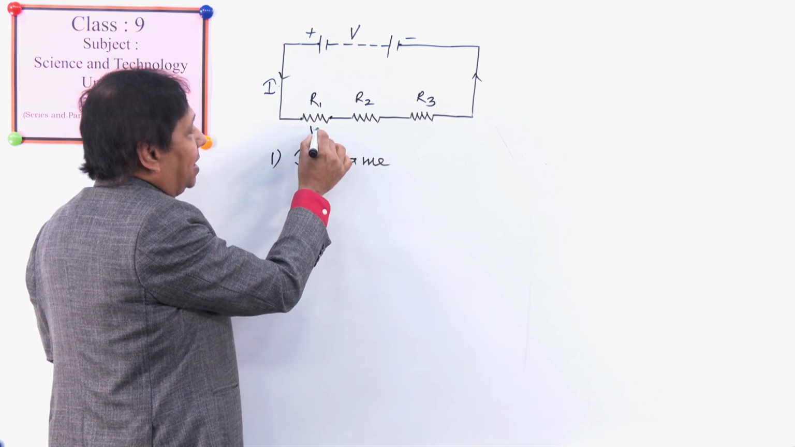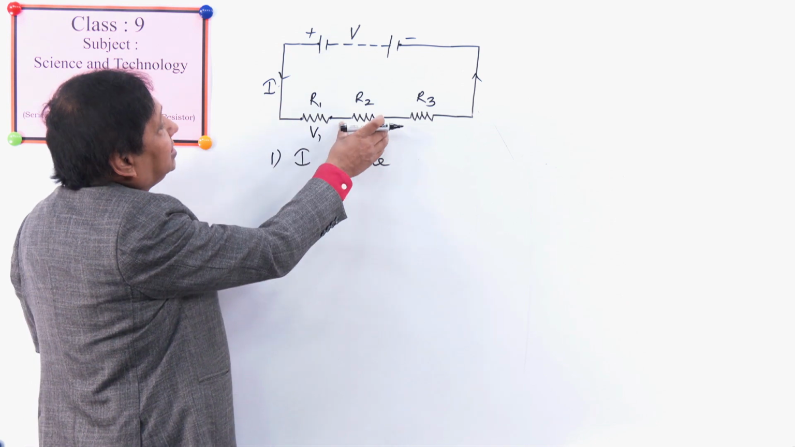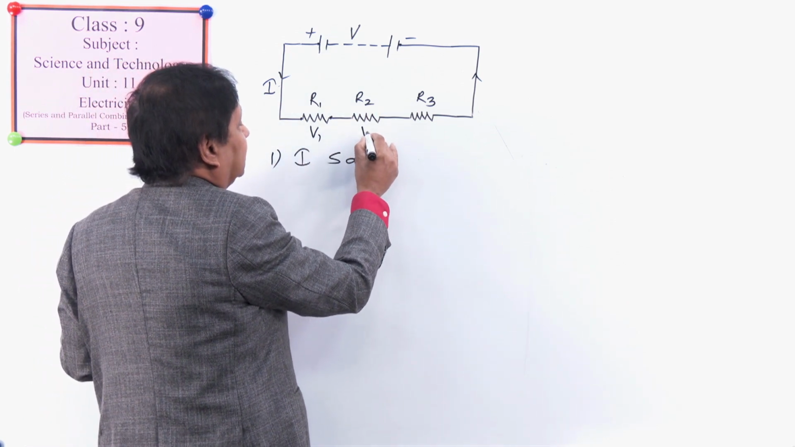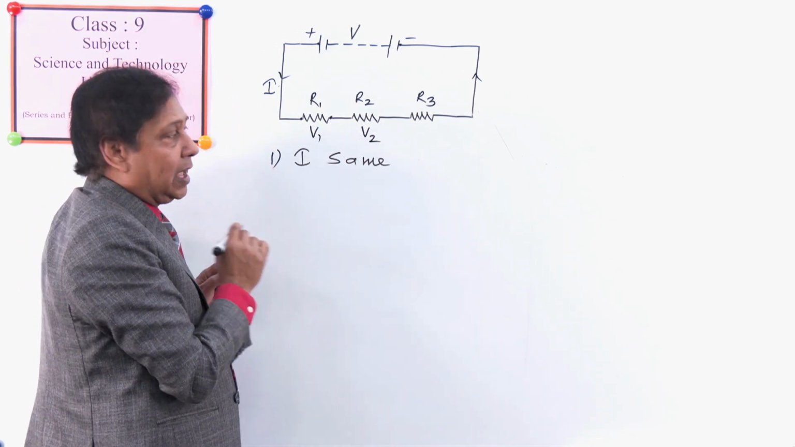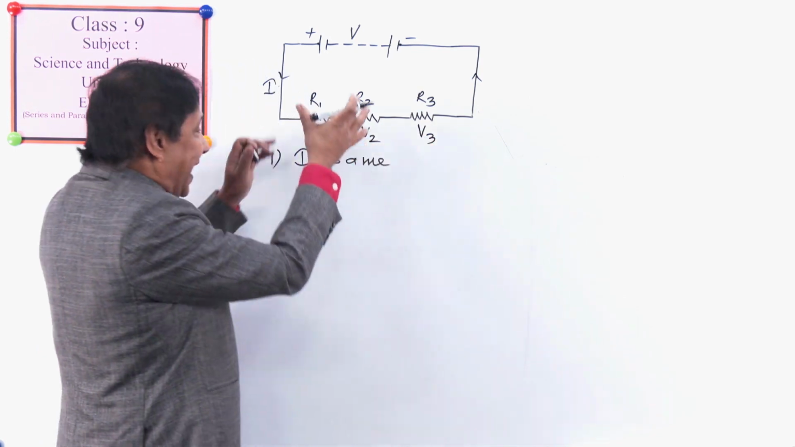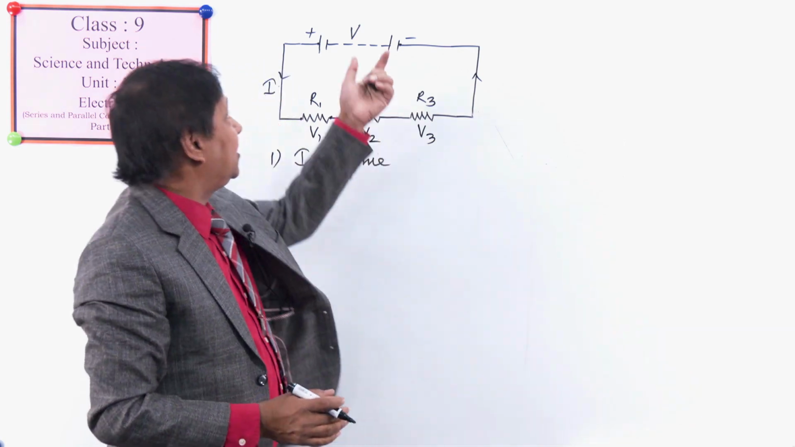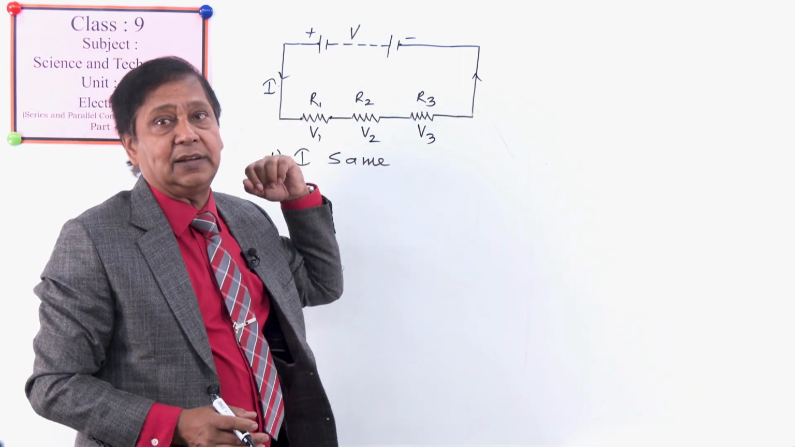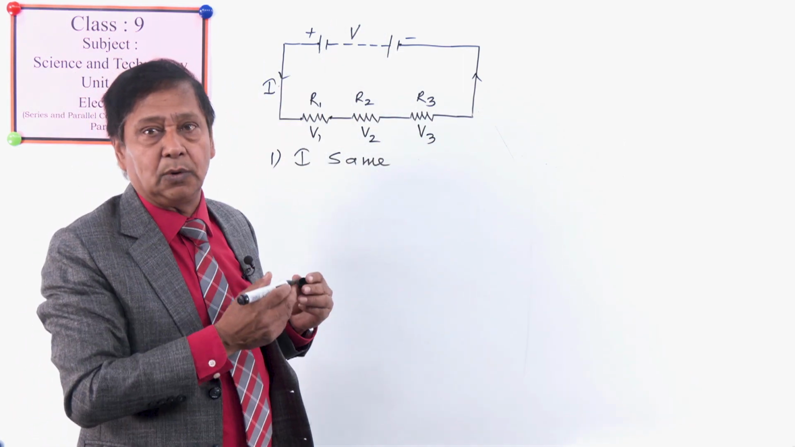It can be denoted by V1. And in the same way, PD across second resistor can be denoted by V2, and PD across third resistor can be denoted by V3. And according to the experiment, if this total potential difference V is 12 volt, what is found?